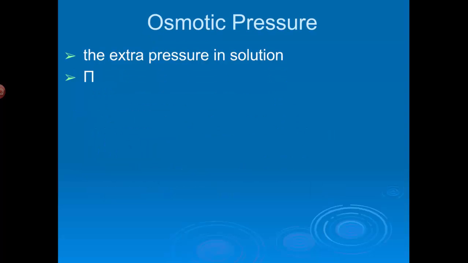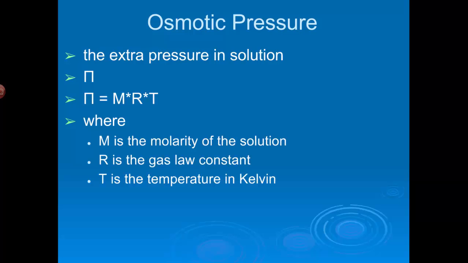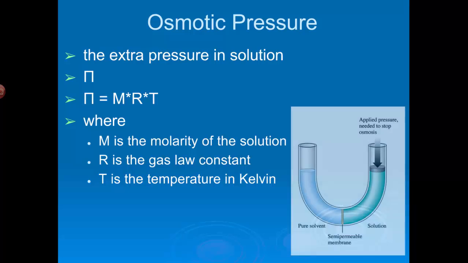What we can do is measure how much pressure it takes to push the water levels back to equal, and that's called osmotic pressure. It's represented by a capital letter pi, which looks almost like three-quarters of a rectangle. Pi is equal to MRT, where M is the molarity, the concentration in moles per liter of the solution, R is the gas law constant, and T is the temperature in kelvins. So we apply the pressure to stop osmosis, and we measure that pressure, and that's our osmotic pressure. That's the way it's typically measured.